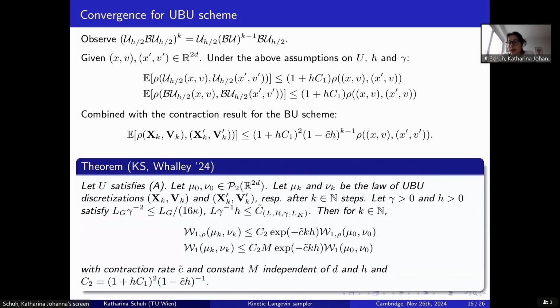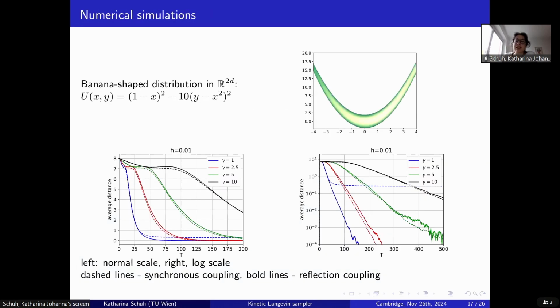Yeah, and so with these theoretical contraction results, we also did some numerical simulations. And here I have to say, actually, Peter did the simulations. So we also tested our reflection coupling for the banana-shaped distribution. And here you see it on the left-hand side in the normal scale, on the right-hand side in the log scale. And now for different gammas, we did the reflection coupling. And you see that for large gamma, the reflection coupling and the synchronous coupling behaved very similar. And then for gamma equals 1, we saw a difference, that the reflection coupling actually behaved better than the synchronous coupling.